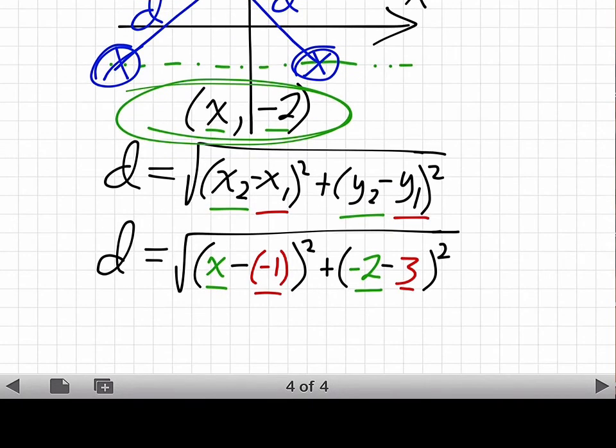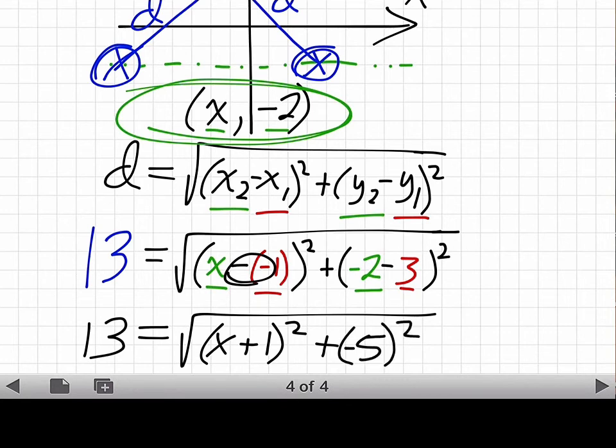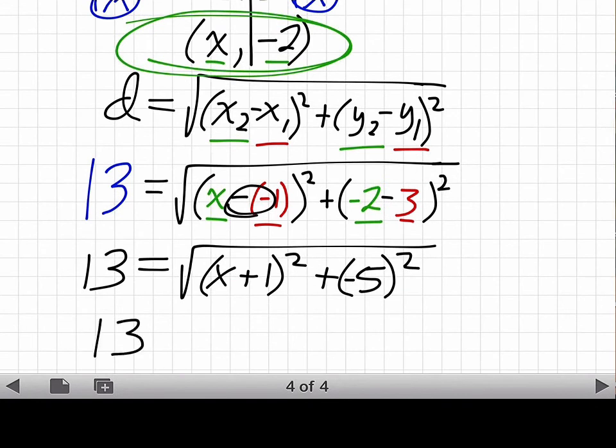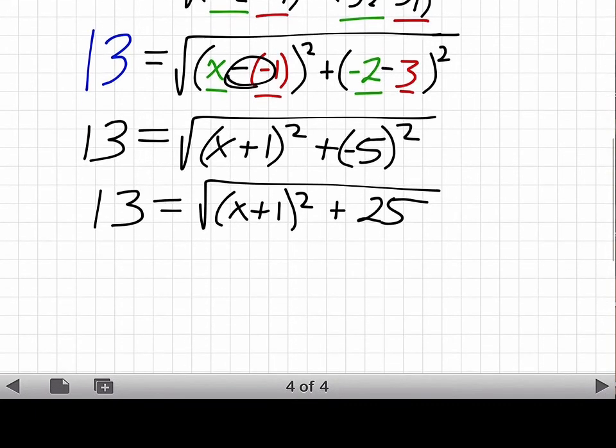But wait a minute, we know what d is. D is supposed to be 13. So we have 13 is equal to the square root of that double negative, x minus negative 1 becomes x plus 1, and that quantity is squared. And then negative 2 minus 3, that's going to be negative 5 squared. So I have that 13 is equal to the square root of x plus 1, the quantity squared, plus 25. I'll square both sides to get rid of the radical.